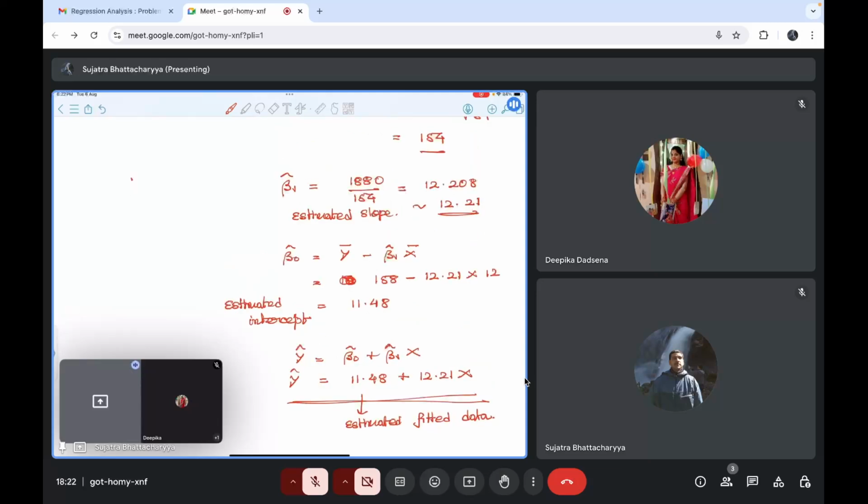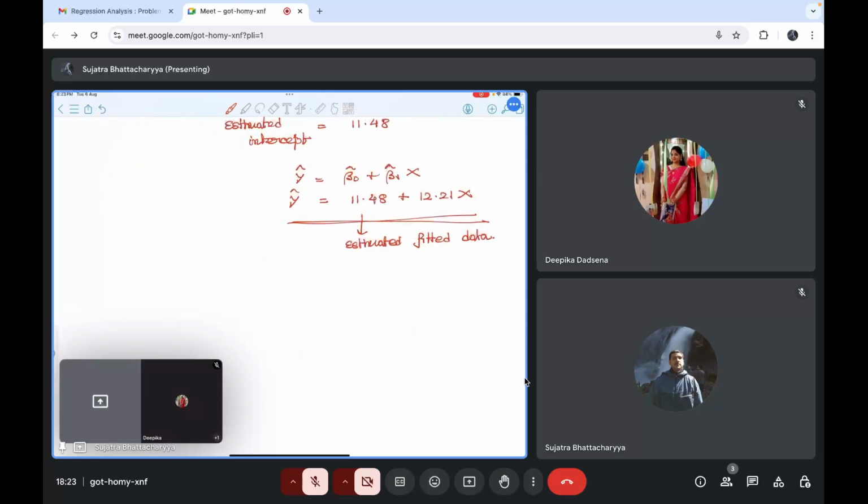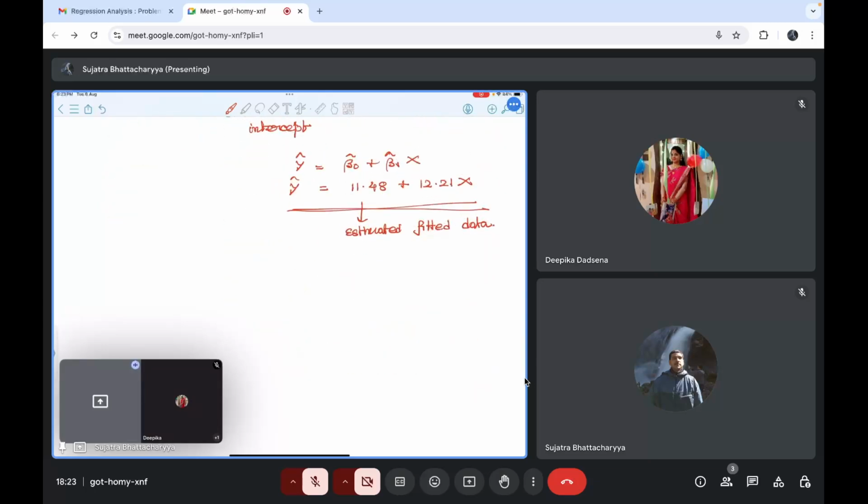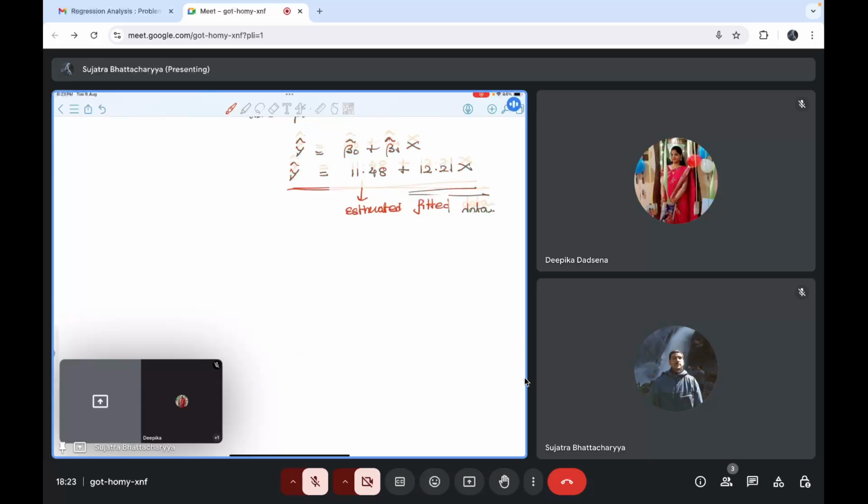Okay, so there are several observations. Just approximately I'm drawing it, so it's something like this. Some positive slope of about 12.21, and the intercept here is 11.48, and this is the y hat. This is x, this is y. Somehow it looks like this. So we have already calculated the estimated slope and the intercept. The first problem is done, right?